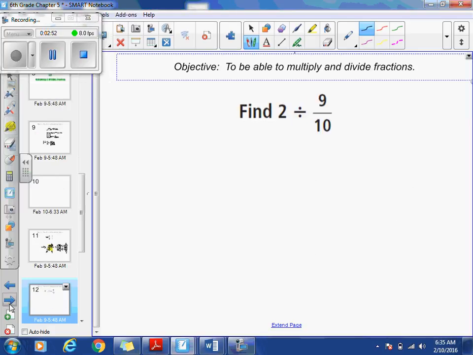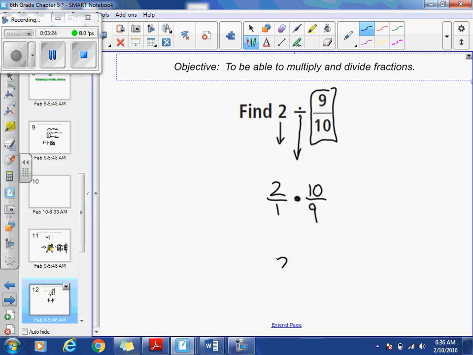Moving on. Dividing. So in the case of 2 divided by 9/10, first change anything that's not a fraction into a fraction. So 2 can be written as 2 over 1, or 2 divided by 1, because 2 divided by 1 is just 2. All right. Then we change our division sign to multiplying, and we take the reciprocal of whatever came after that division sign. So the reciprocal of 9/10 is 10/9.